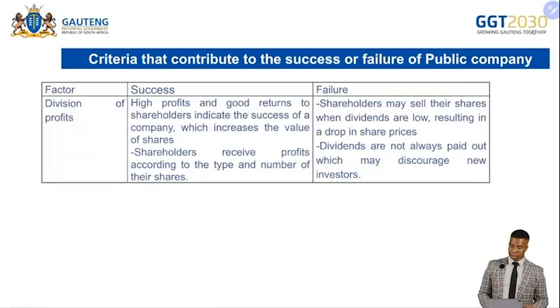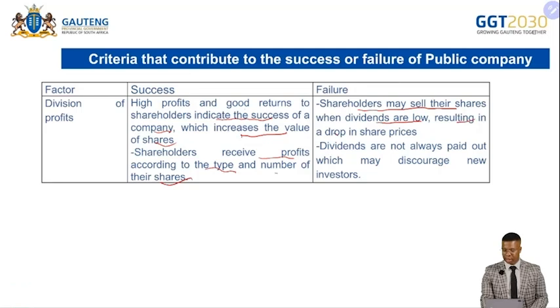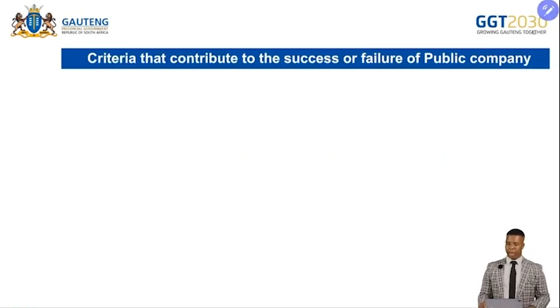Then division of profit of this public company. Now, what is the success there? How will the shareholders divide their profit? The high profits and good returns to shareholders indicate the success of the company, which will increase the value, and shareholders receive profits according to their type and number of shares. Remember, this is similar to the response we got from the private company. And the failures, the idea that shareholders may sell their shares when dividends are low, resulting in a drop in the share price, and dividends are not always paid out, which may discourage new investors. This is also similar to what we went through when we were looking into a private company.